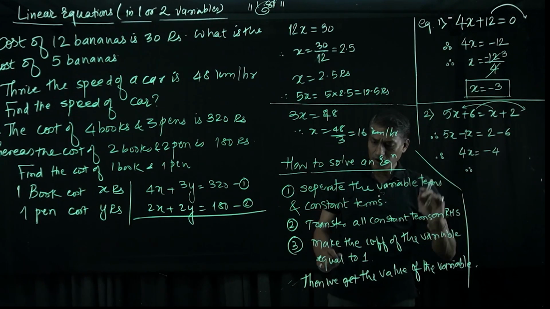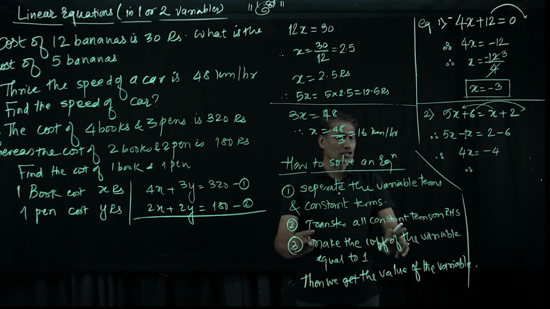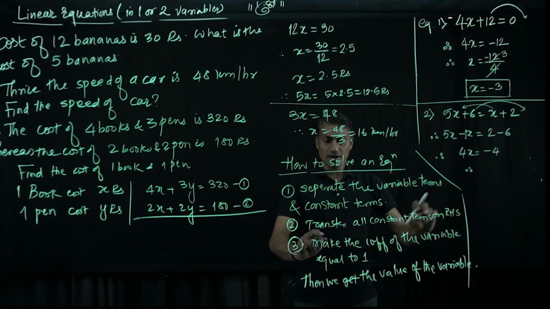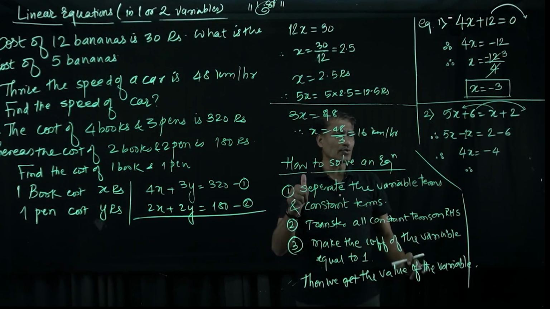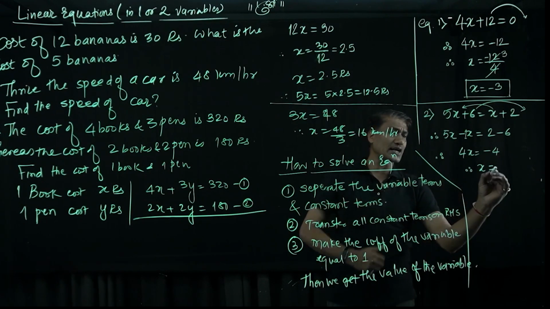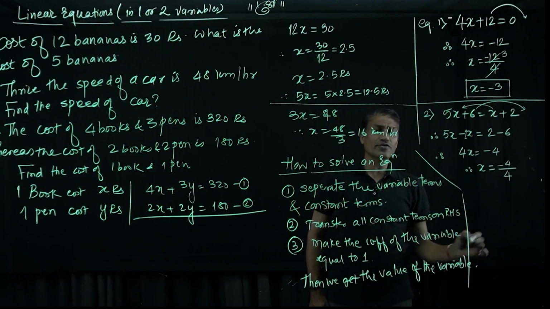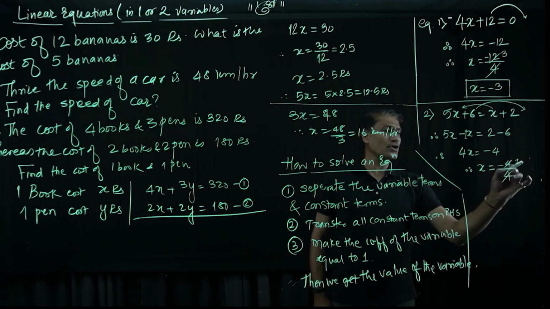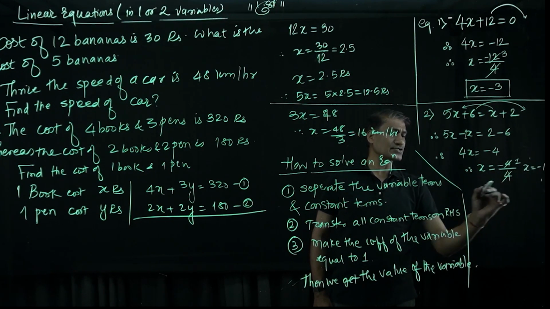Therefore, now we got, now transfer all constants to the RHS, done. Make the coefficient of the variable equal to 1. So now x is equal to, this 4 is the coefficient, it has to go on the other side, it is multiplied, so it will become divided by, and therefore we get x is equal to minus 1.